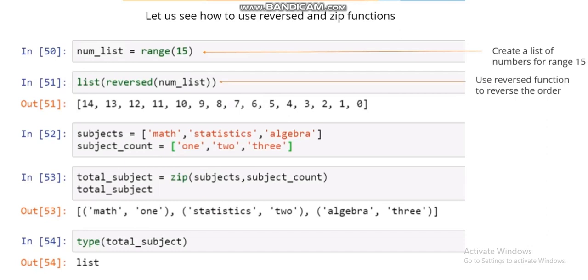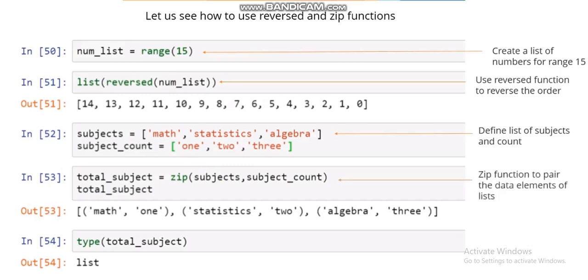In the second example, let's declare two lists. The first one is for subjects with its values math, statistics, and algebra. The second list is for subject counting. It declares the values as 1, 2, and 3. Now use the zip function to pair the data elements of subjects and subject count. The output returns a list of tuples in it. The type function will return the type of the variable, which is list in this case.